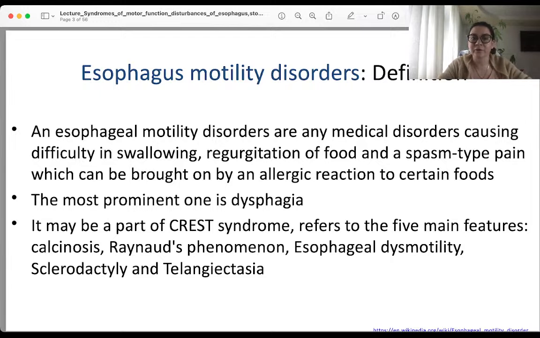It refers to five main features. It is calcinosis, Raynaud phenomenon, esophageal dysmotility, sclerodactyly, and telangiectasia. It is such a polysystemic disorder with these symptoms.